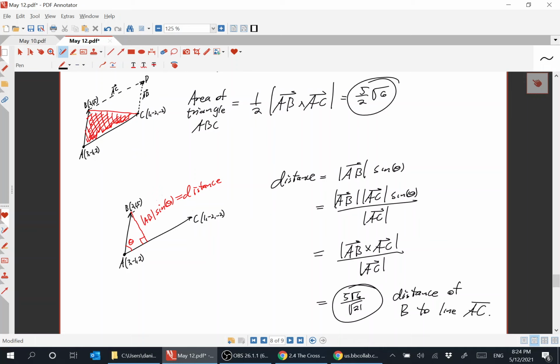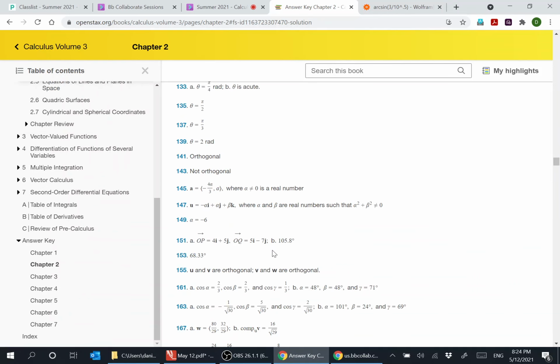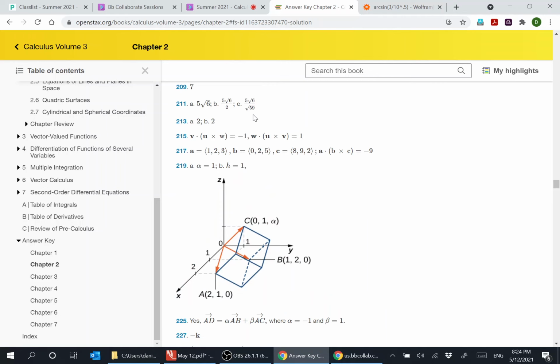So I'm a little curious. Let's look in the back of the book. It's got to be what they mean. 5 square root 6 over 59. So that is what they meant. But then you'd have to calculate a whole other cross product, so what's the point? So that's 5 square root 6 over 59.